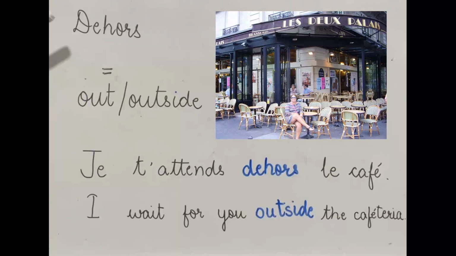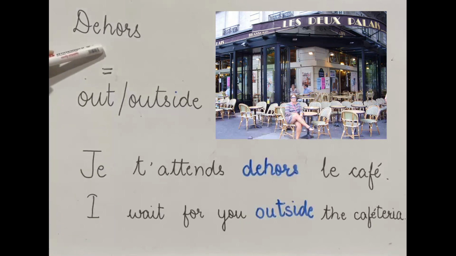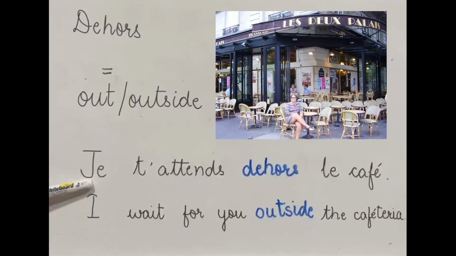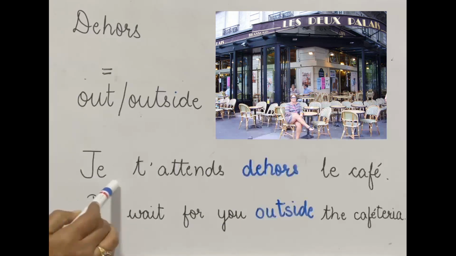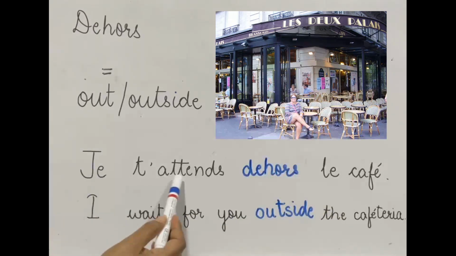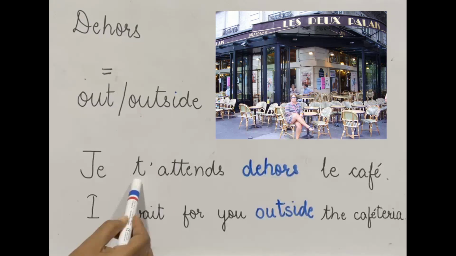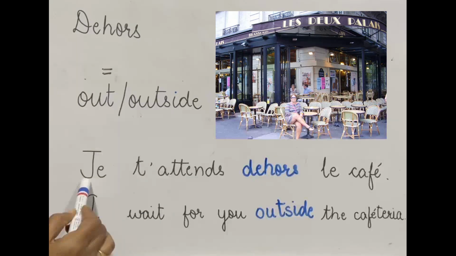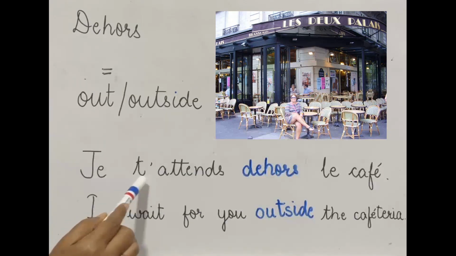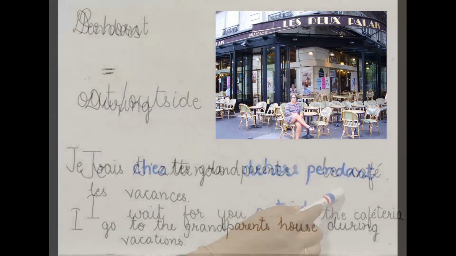Now we have preposition dehors, which is opposite of dans. Dehors means out or outside, and the sentence is the same. We have just changed the preposition here. So now the sentence becomes Je t'attends dehors le café. I wait for you. This te is for tu, or toi. I wait for you outside the cafeteria. So, Je t'attends dehors le café.